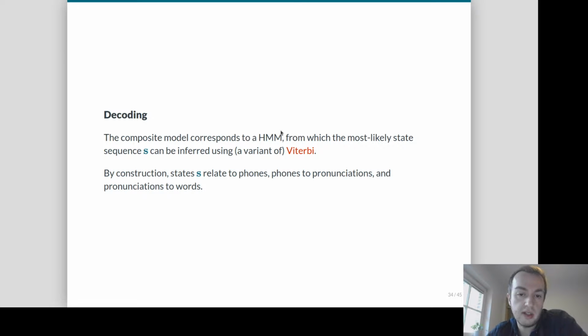And to do decoding, we have already seen an algorithm when it comes to hidden Markov models, which is the Viterbi algorithm, right? And the Viterbi algorithm, if you remember, is the algorithm that you can use to retrieve the sequence of states which is the most likely given a sequence of observations, right? And so the value which is returned by the Viterbi algorithm would be the sequence of words that you would use as output.